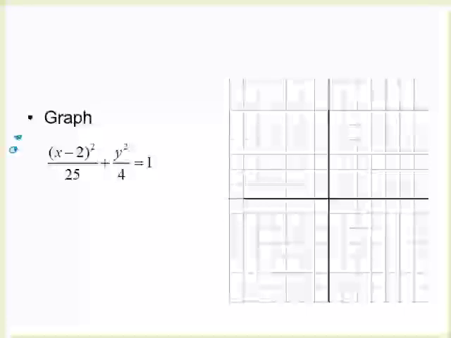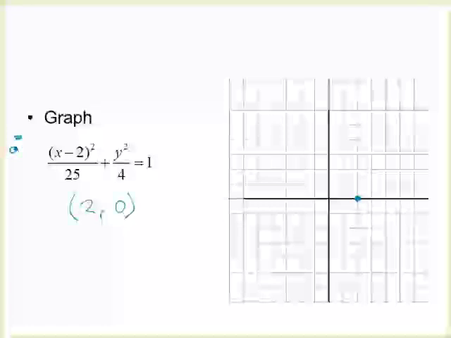Okay, so this is an ellipse again. First thing we do is plot our center which is at 2, 0. There's nothing added or subtracted from the y, so that means that the y didn't move for the center. So the x goes over 2, but the y had no change.